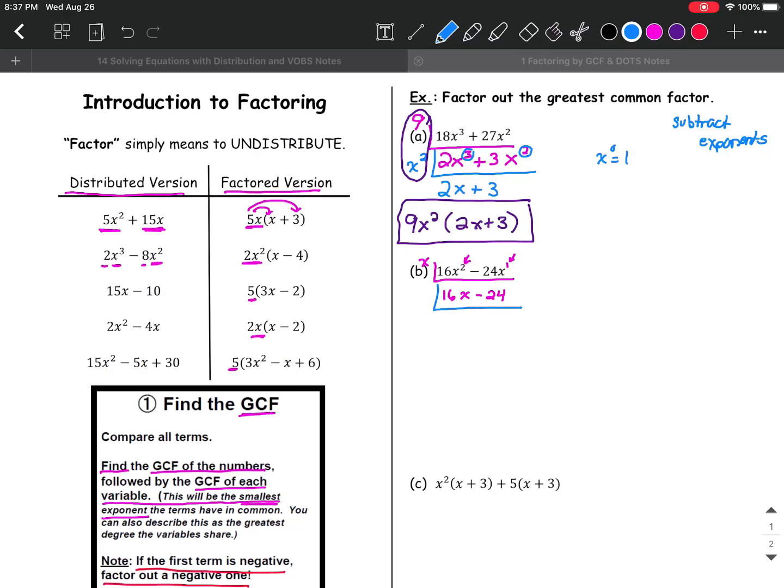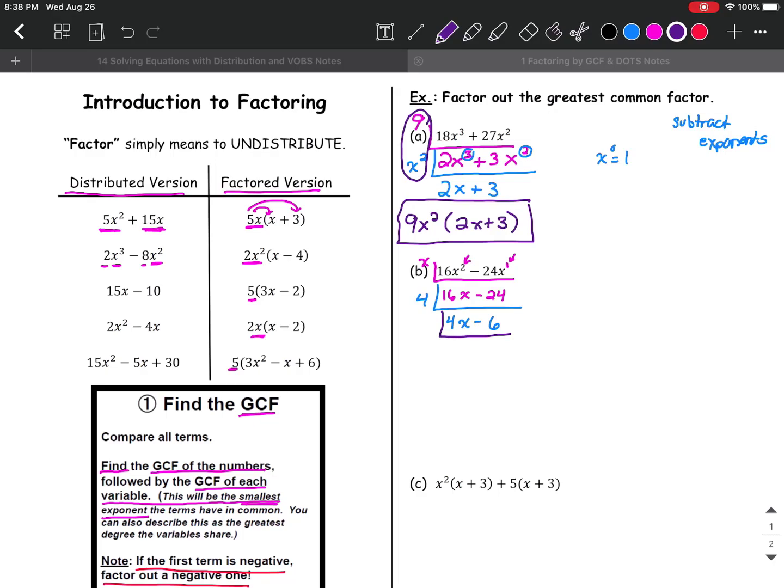Okay. Now, let's look at the constants. 16 and 24, I know what goes into that. 4 goes in there, right? 4 goes into 16 4 times, keep the x, minus 4 goes into 24 6 times. But you know what? There's something that goes into 4 and 6, isn't there? Yeah. Turns out I didn't use the greatest common factor.